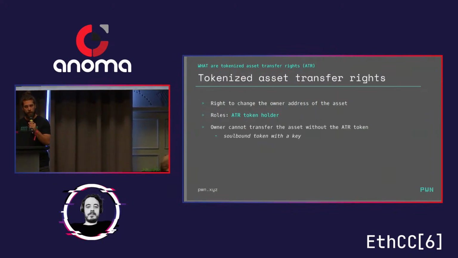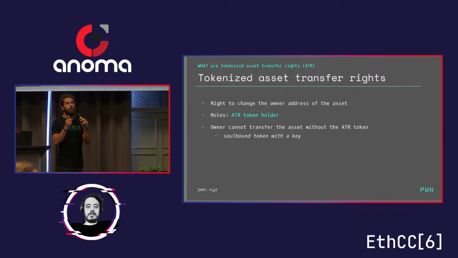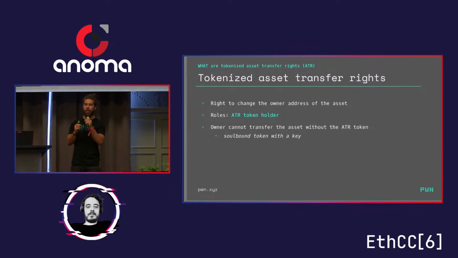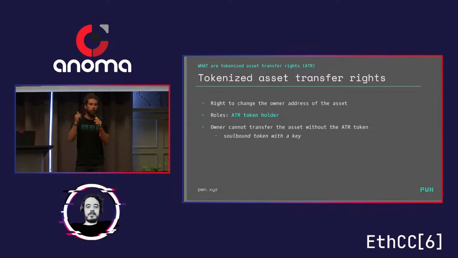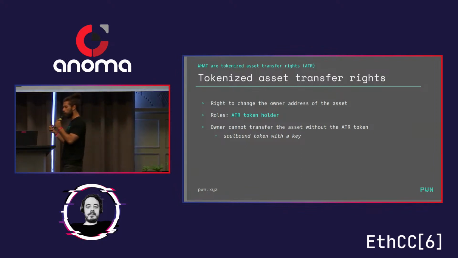If we tokenize this right, it's still the right to change the owner's address, but now it belongs to the token holder, to the ATR token holder. And the owner is getting rid of this right. So the owner cannot transfer the asset without this token. You can think of it as a soul-bound token with a key, or like exclusive approval.